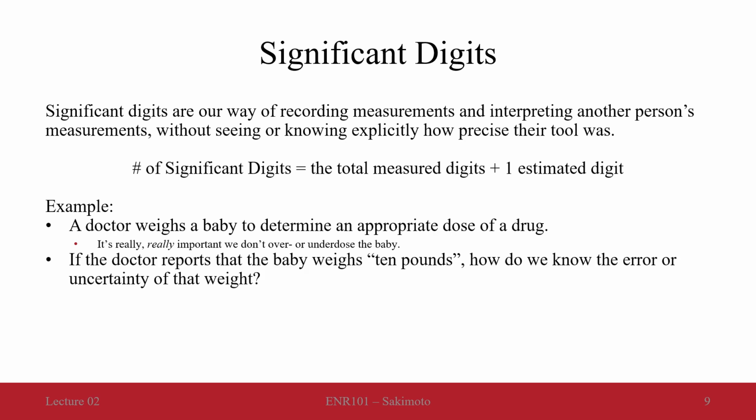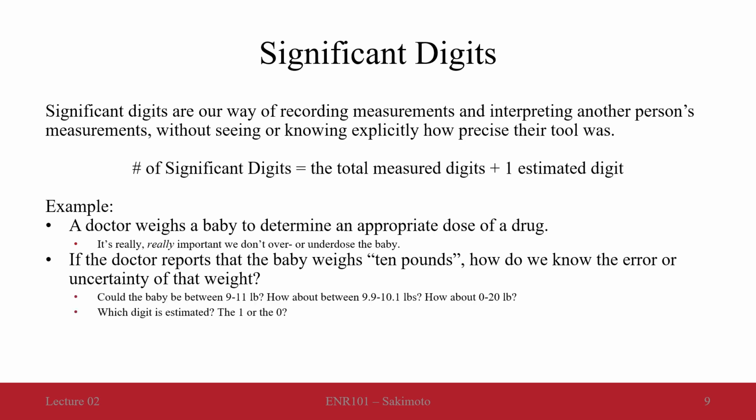If the doctor is quite lazy and only reports it as 10 pounds without indicating significant digits, we're not sure of the error or uncertainty of that weight. When we think about it, if you were to write 10 pounds, that might indicate that the baby is somewhere between 9 to 11 pounds. If we were to write 10.0 pounds, it might indicate a weight between 9.9 to 10.1 pounds.